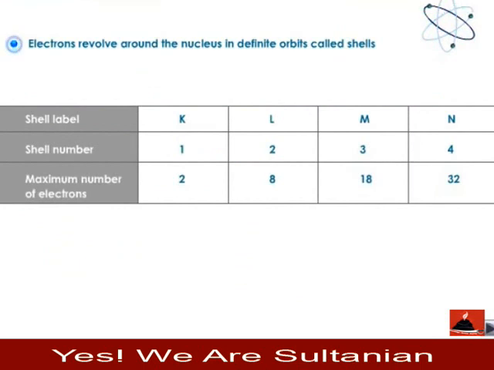Electronic configuration. Electrons revolve around the nucleus in definite orbits called shells. The shells are labeled as K, L, M, N. They are numbered as 1, 2, 3, and 4. They can hold a maximum of 2, 8, 18, and 32 electrons respectively.